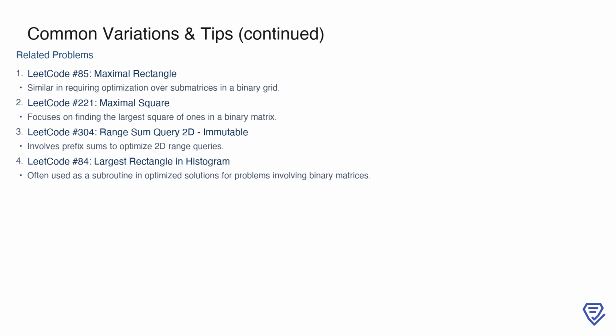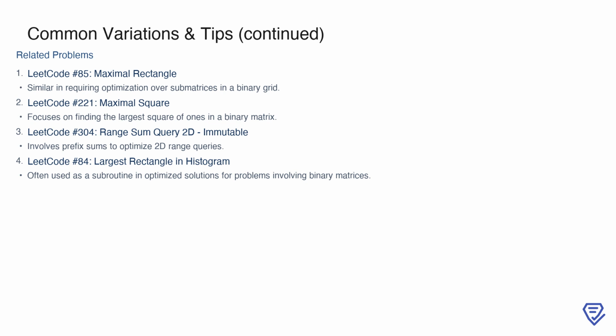This problem also has strong connections to other well-known problems, which can help you build a broader understanding of matrix-based techniques. For example, LeetCode number 85, maximal rectangle, is similar in that it also requires optimizing over submatrices in a binary grid. LeetCode number 221, maximal square, is another related problem, but it focuses specifically on finding the largest square of ones in a binary matrix.